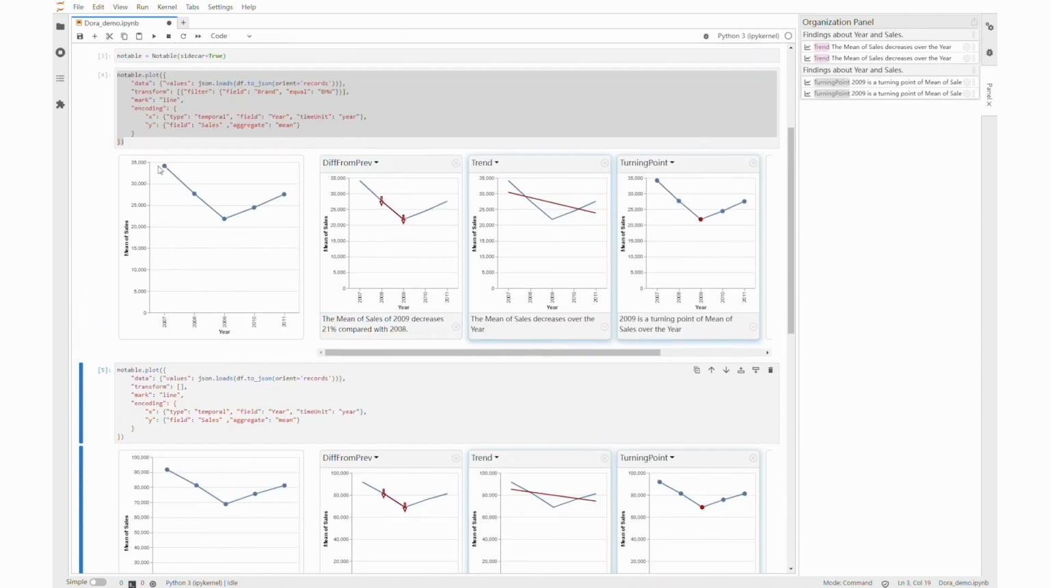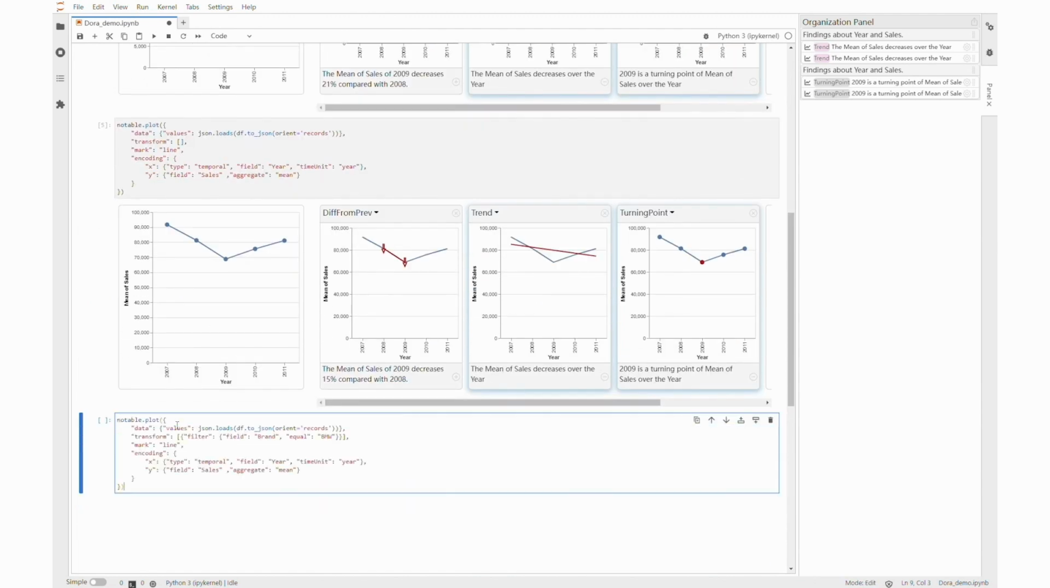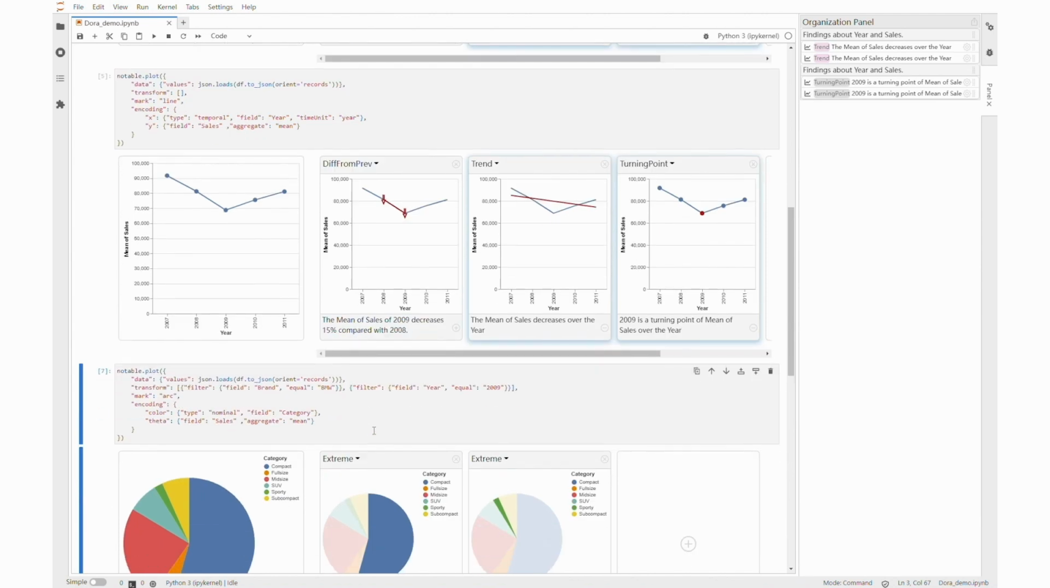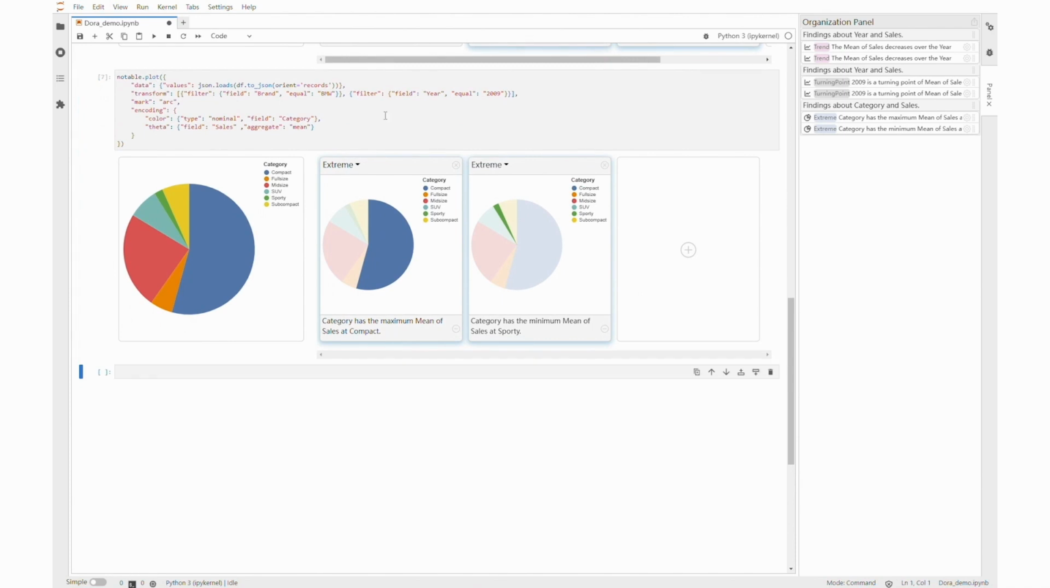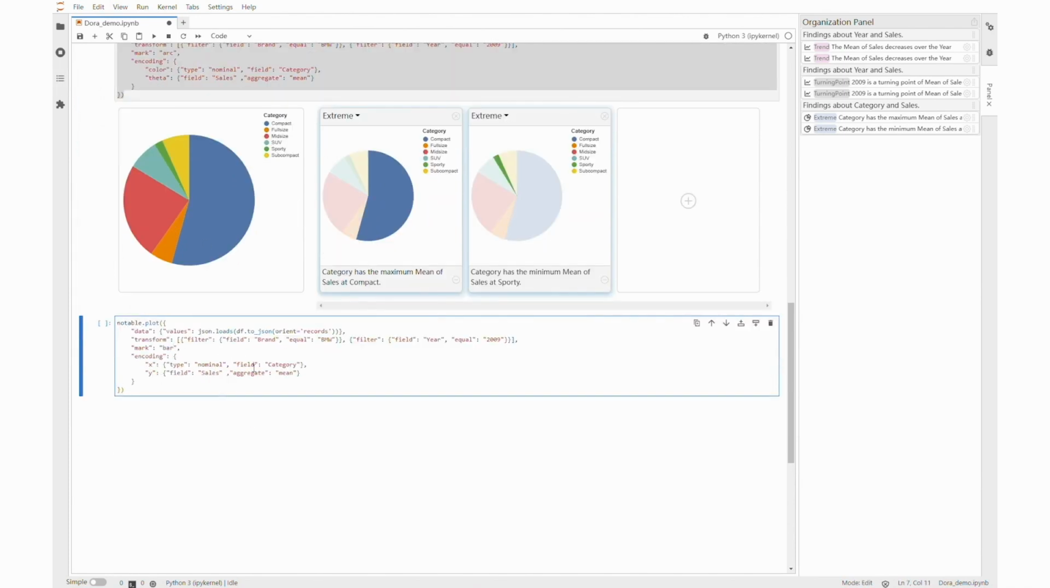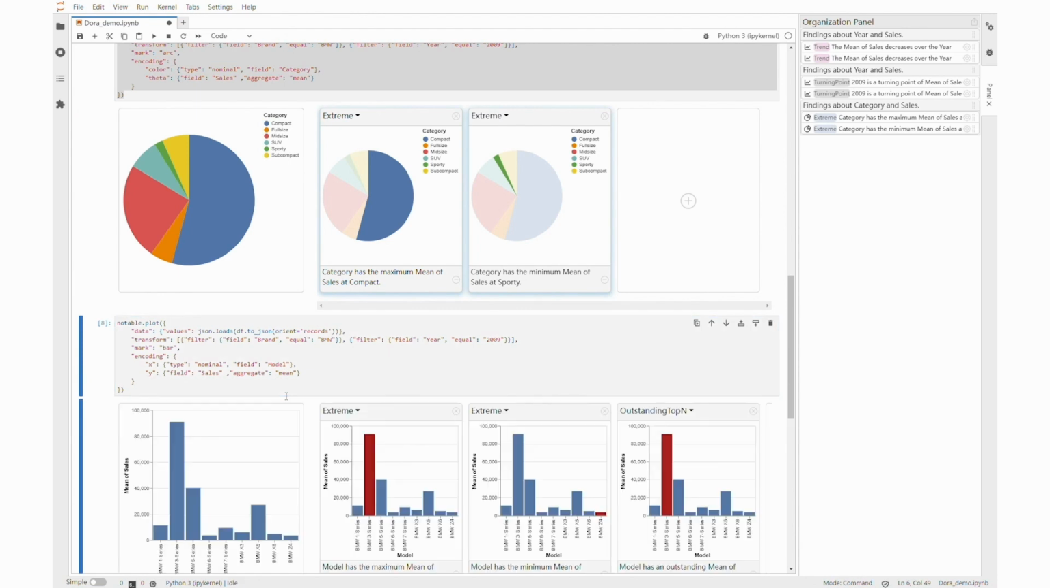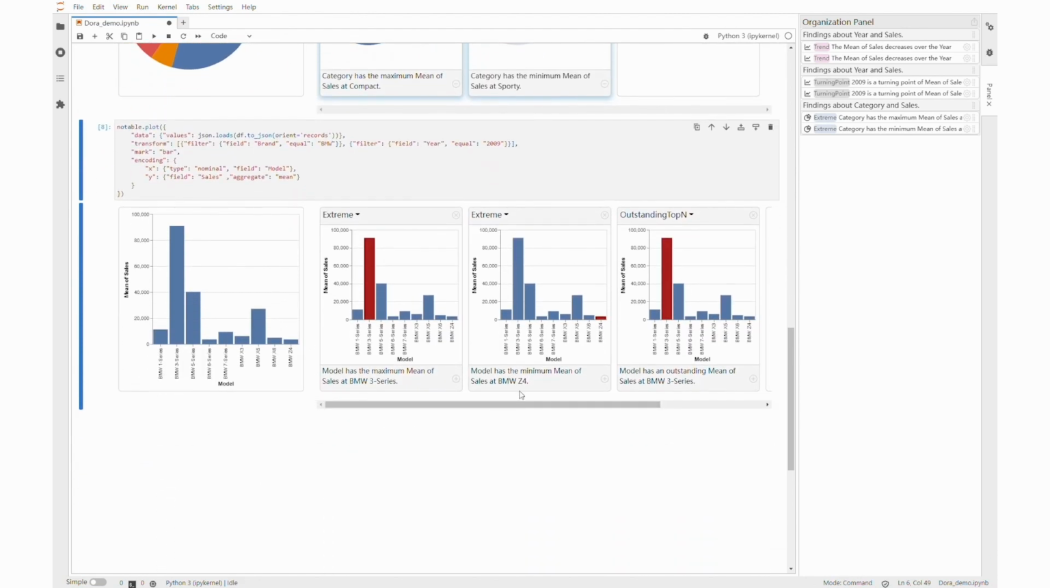Next, she inspects 2009, the turning point, in detail. She first checks the sales of different categories. Notable shows categories of the maximum and the minimum sales. Dora adds both facts since the unbalanced distribution is worth reporting. Then she explores the relationship between model and sales. Notable suggests Z4 is the model with the lowest sales. Dora adds the fact into her story as well.